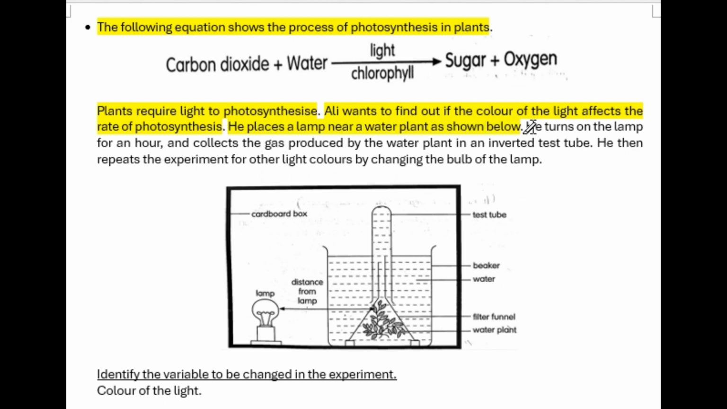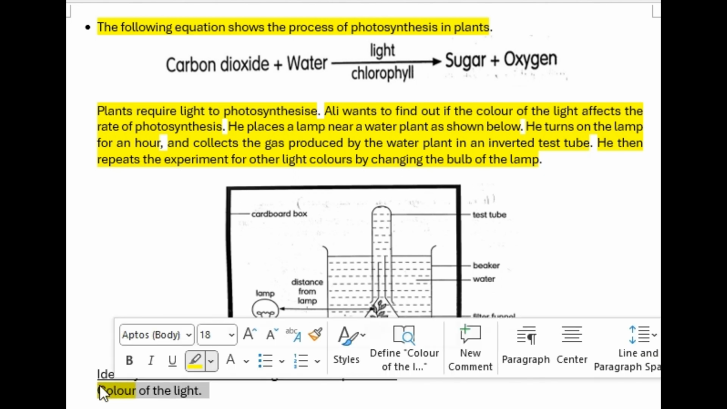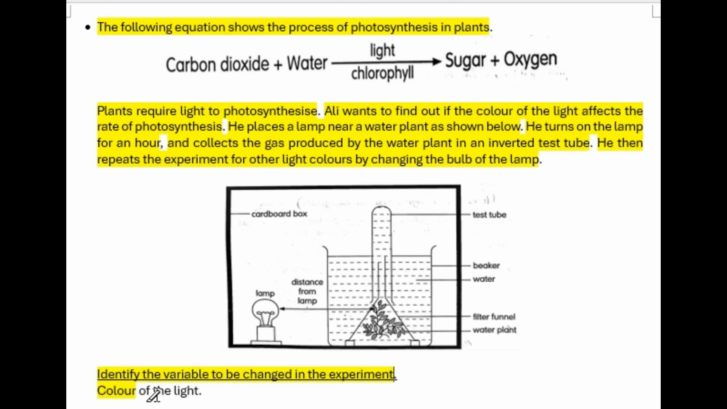He turns on the lamp for an hour and collects the gas produced by the water plant in an inverted test tube. He then repeats the experiment for other light colors by changing the bulb of the lamp. Identify the variable to be changed in the experiment. Color of the light.